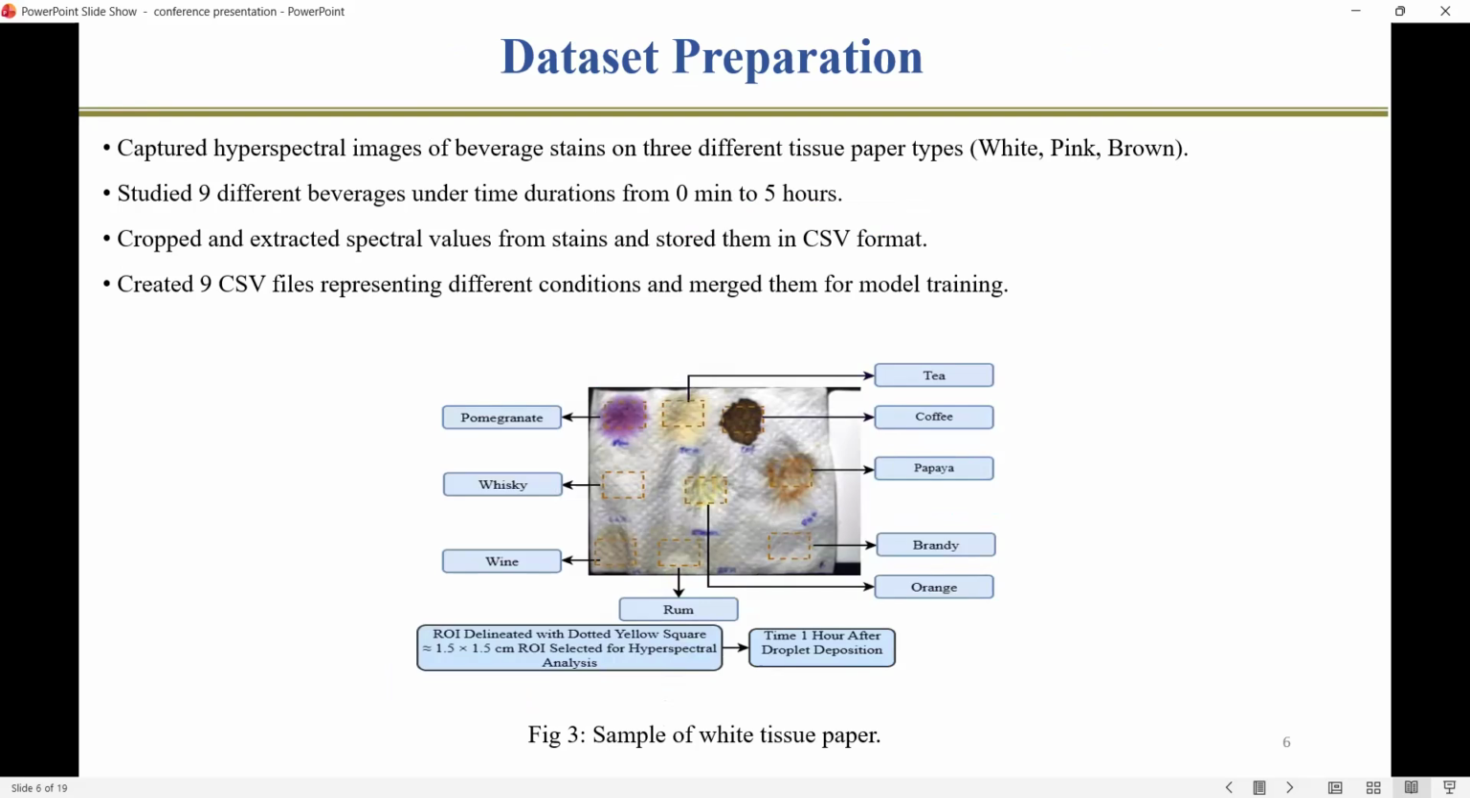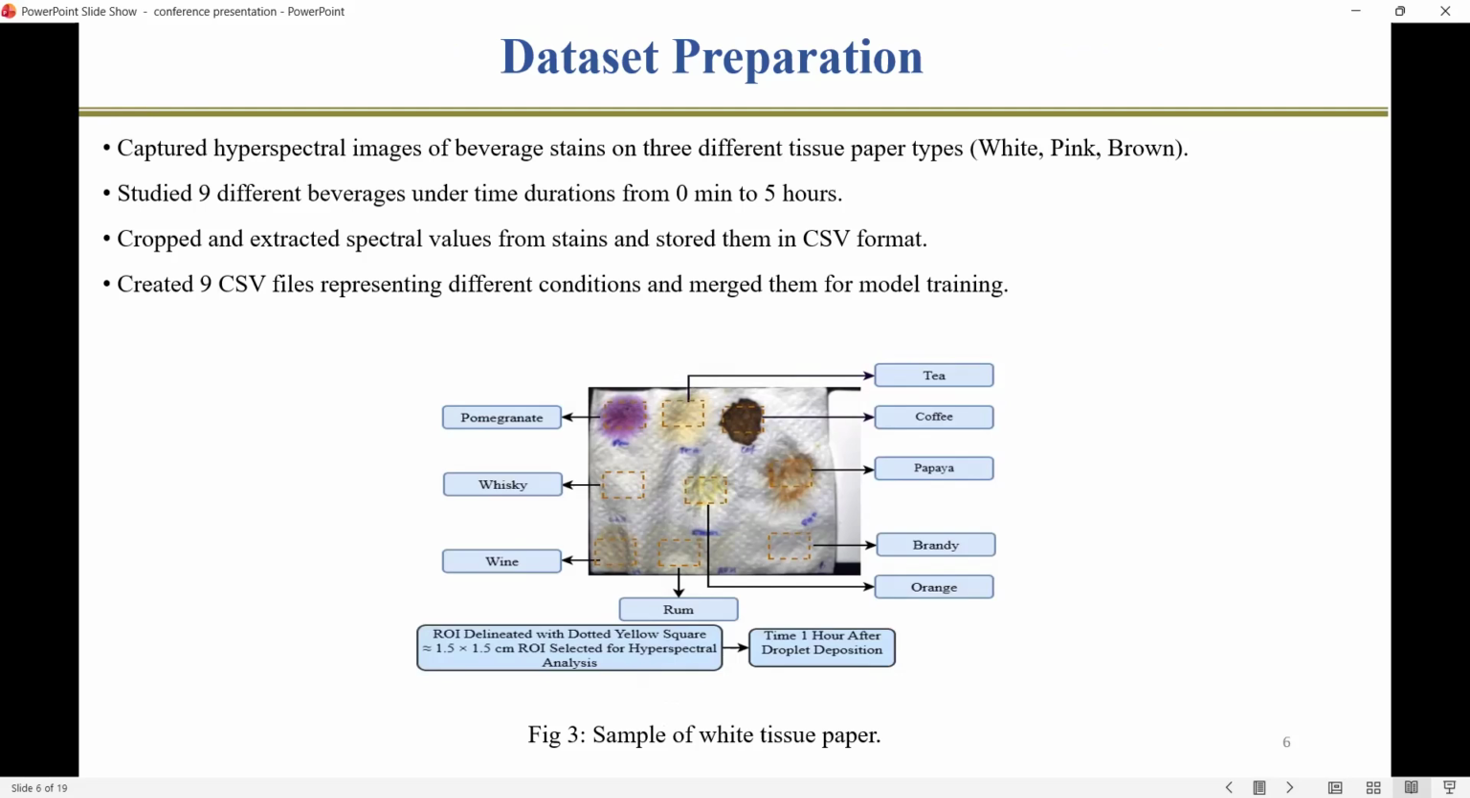Next, I'll talk about dataset preparation, how we prepared our dataset. We captured hyperspectral images of beverage stains on three different tissue papers: white, pink, and brown. We collected nine different kinds of beverage stains, and the time duration we kept was from 0 minutes to 5 hours, which means 6 hours in total.